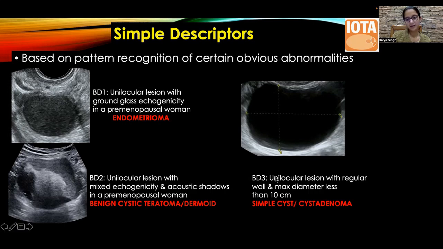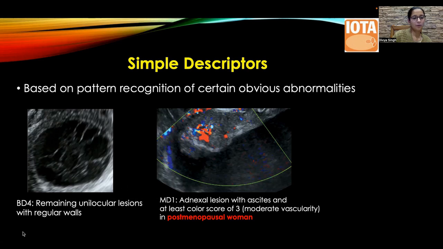Coming to the third benign descriptor. So if you see a unilocular lesion with regular, that is smooth internal wall and a maximum diameter of less than 10 centimeters, then it can be termed as a cystadenoma or a simple cyst. The fourth benign descriptor refers to the remaining unilocular lesions with smooth regular walls.